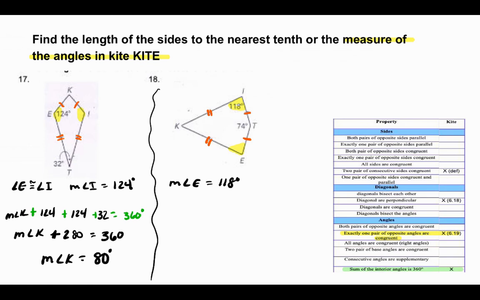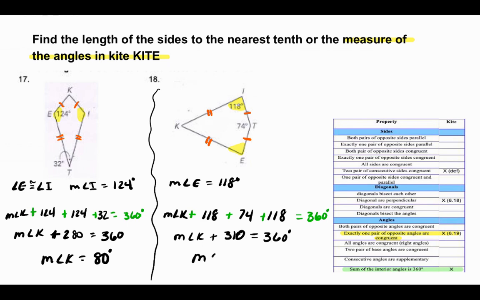And then I use the fact that my sum of the four angles is going to equal 360 degrees. So my measure of angle K plus the 118 for I plus the 74 for T plus the 118 for E. So this is the measure of angle K plus 310 degrees. And when we subtract, the measure of angle K is 50.